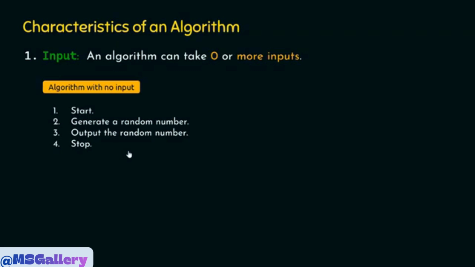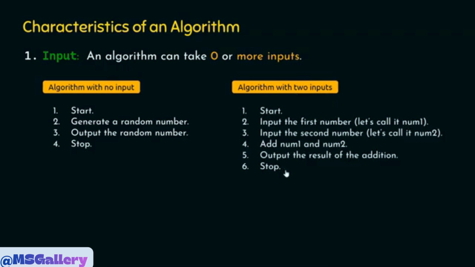Now let's discuss an example algorithm with more than one input, precisely 2 inputs. So here is the example algorithm. This algorithm generates the result of addition of two numbers, num1 and num2, which we receive from the user. In step number 2, we are asking the user to input the first number and we are calling it num1. In step number 3, we are asking the user to input the second number and we are calling it num2. Then we are adding num1 and num2 and finally we are outputting the result of the addition of num1 and num2. This algorithm is an example algorithm with 2 inputs.